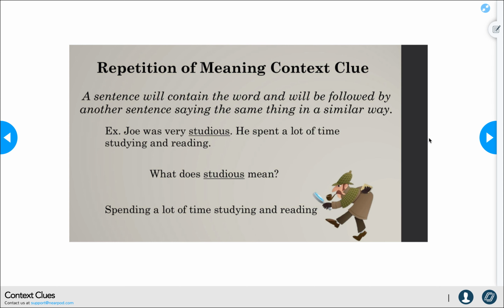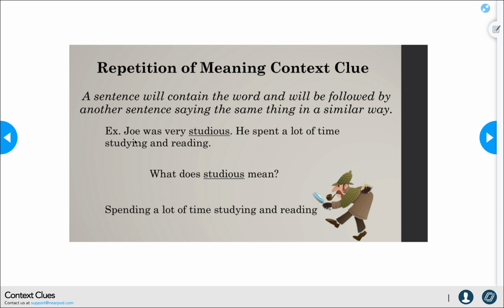Now we have the repetition of meaning context clue. So we've talked about repetition before. It is a literary device, and remember that means on repeat. It's kind of saying something over and over again so that you really get the meaning of it. Well, here it is as a context clue. A sentence will contain the word and will be followed by another sentence saying the same thing in a similar way.